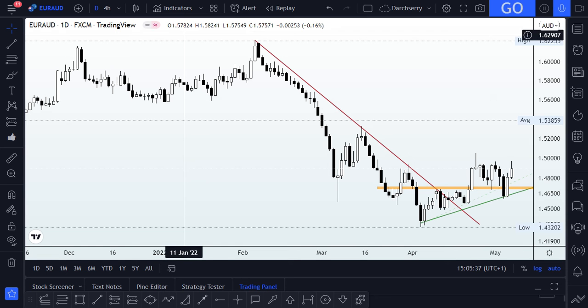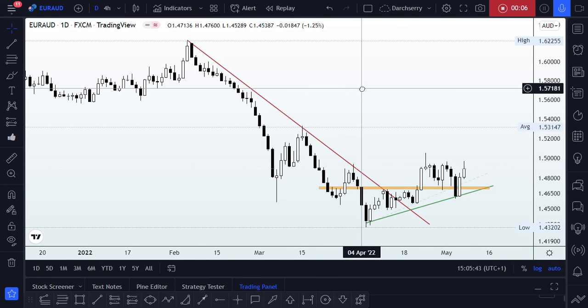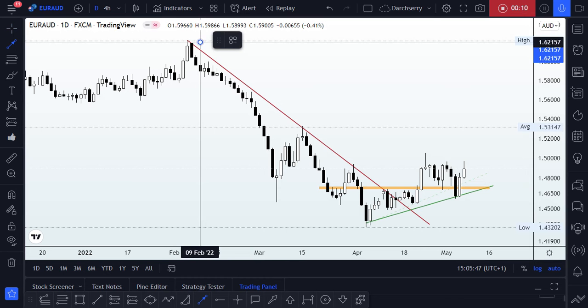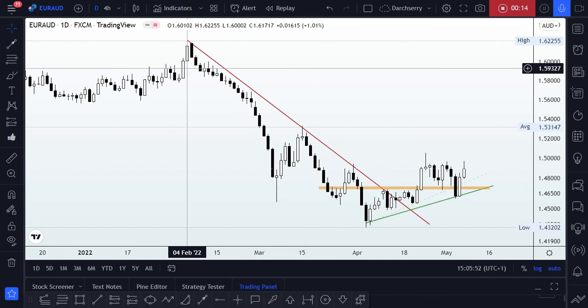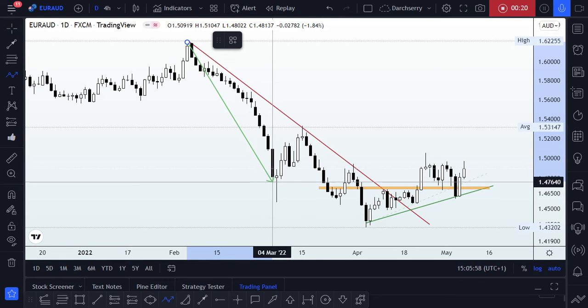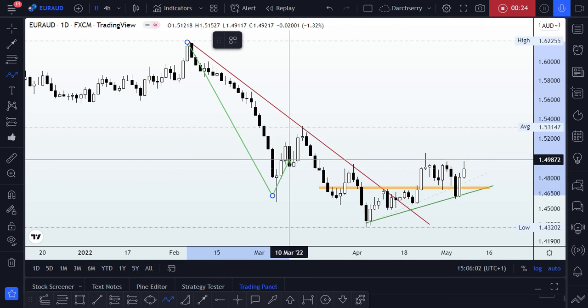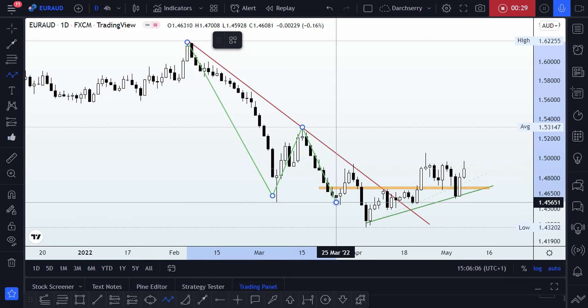Taking a peek into what's happening on Euro AUD on the daily time frame, we have a downtrend situation where we can say we have an impulse leg to work with. Since the beginning of February, we've seen price make lower lows with strong expansion from the beginning of February till the beginning of March. We saw this strong expansion and price do a retest of that trend line.